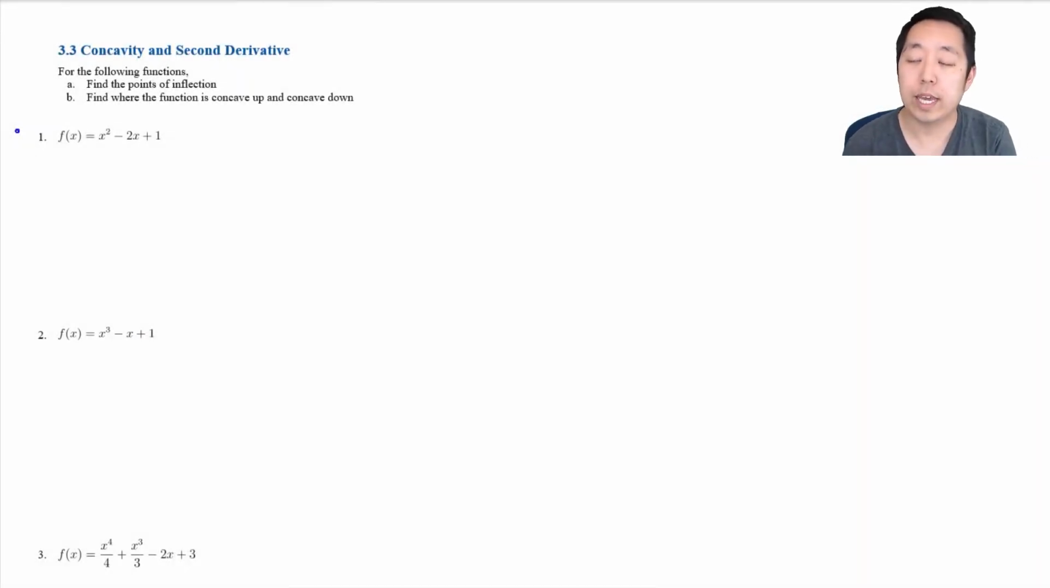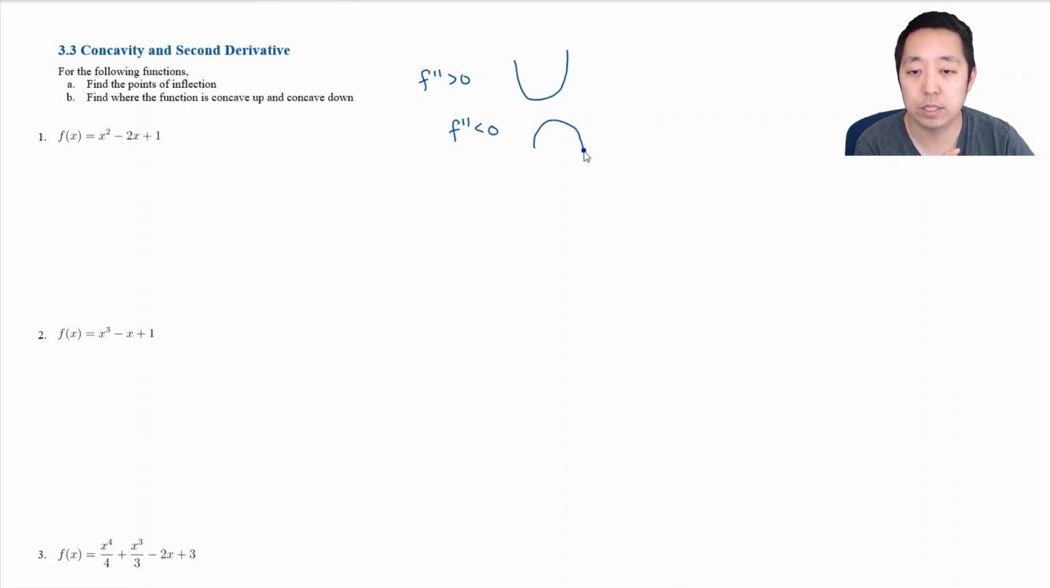So now we're going to be looking at concavity and the interpretation of the second derivative. In general, the physical interpretation of concavity is that when the second derivative is positive, we say it's concave up. It looks like a bowl facing upward. And when the function has a second derivative less than 0, it's concave downward, or bowl facing downward. Okay, so that's what we're doing.